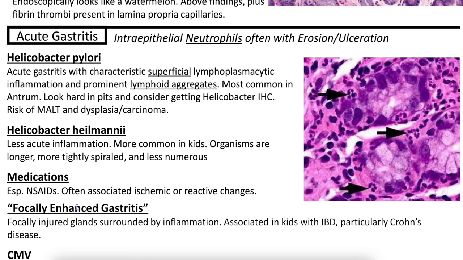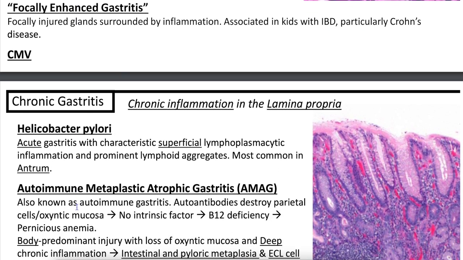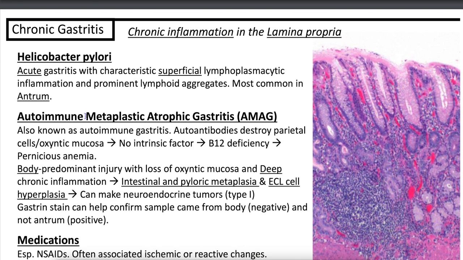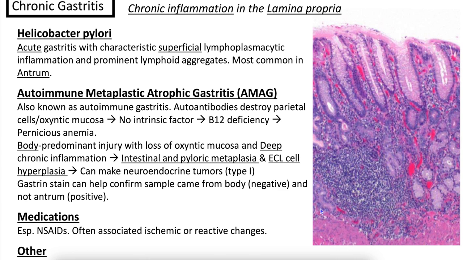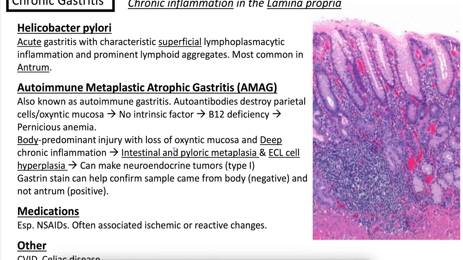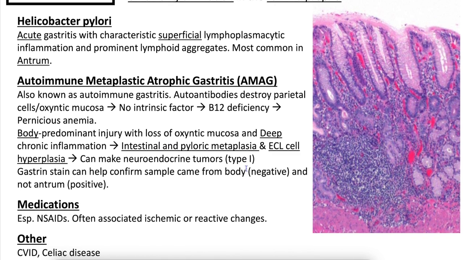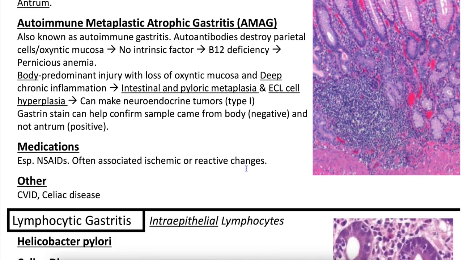Acute gastritis, you can see this in H. pylori, H. heilmannii, medications, focally enhanced gastritis, CMV. Chronic gastritis, H. pylori, especially if there's a germinal center, AMAG. Gastrin stain tells you whether it's actually antrum or antralized oxyntic mucosa. You'll see, increase your suspicion, especially if you see intestinal or pyloric metaplasia and ECL cell hyperplasia. You have increased risk of pernicious anemia and neuroendocrine tumor type 1.